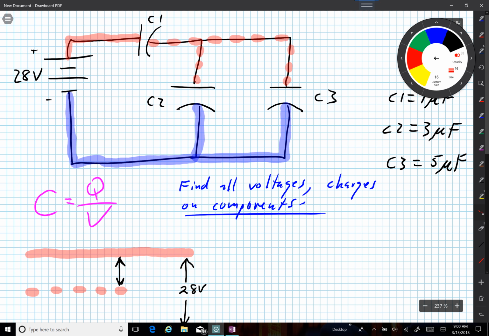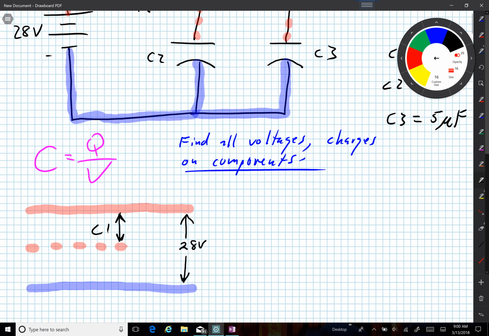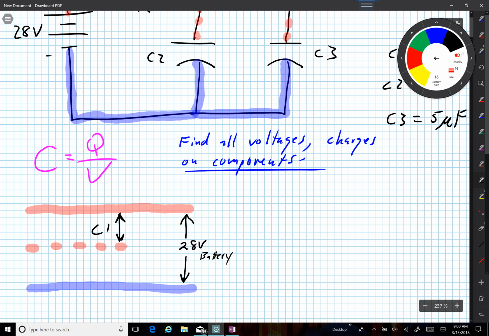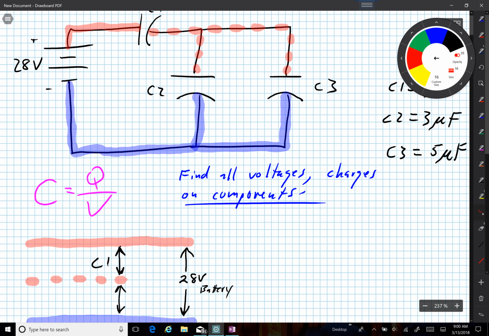And so this is going to be C1. That's not a voltage, that's just the component that has that color across. Okay, and here the battery has that color combination across, and then we have this combination here, dashed red, solid blue, and I have two components.